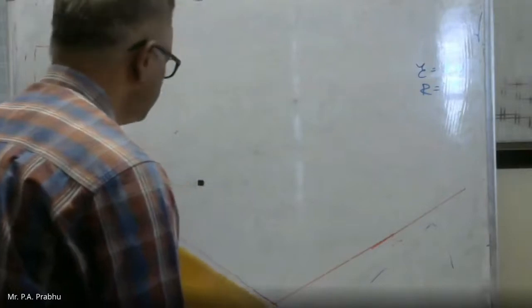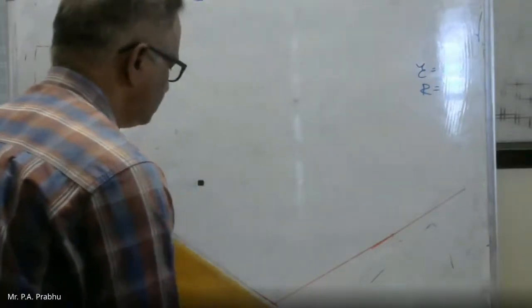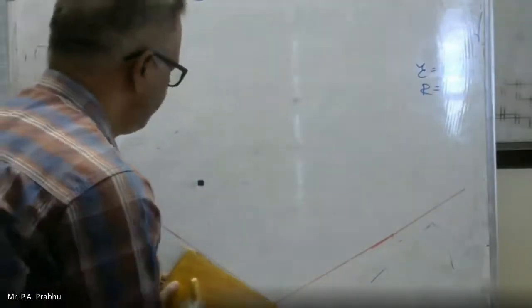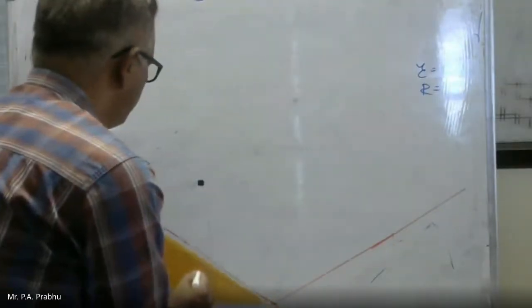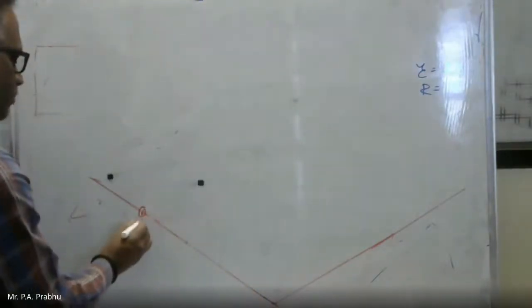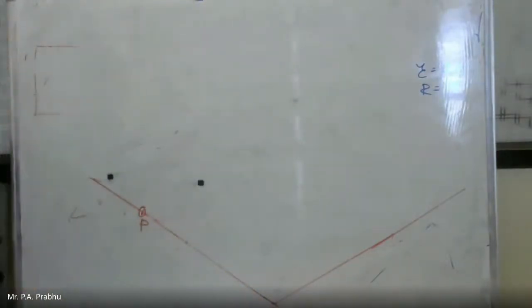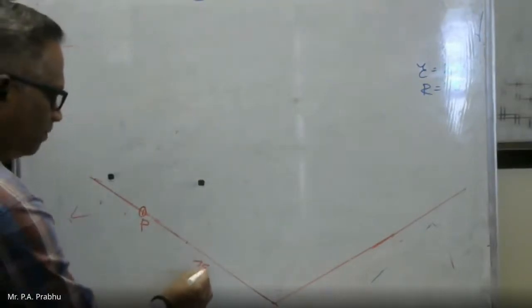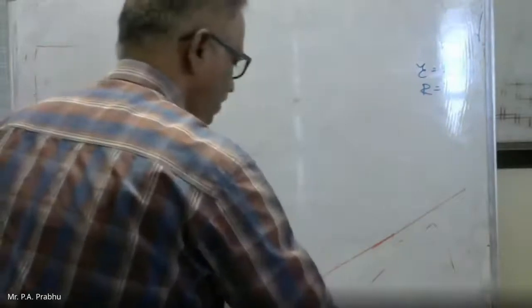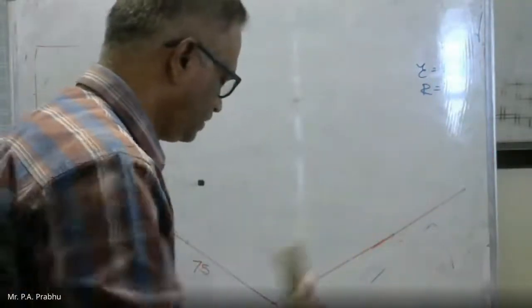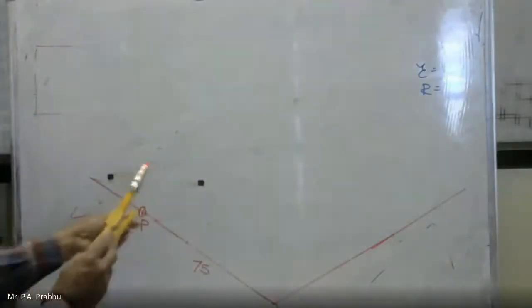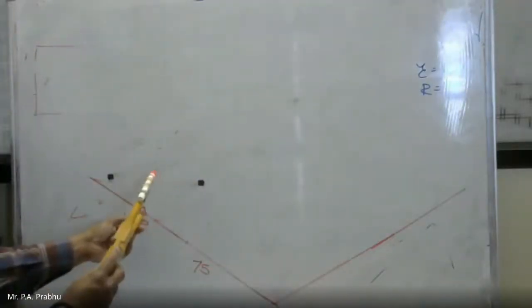Then mark a distance equal to 75 mm, and mark this position of point P. So this distance is 75 mm. Okay. Then smaller r is 25 mm. So use your compass and mark the distance equal to 25 mm.